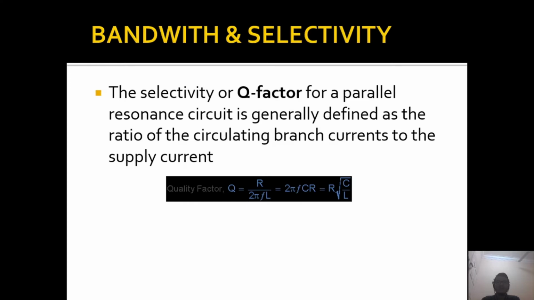Next, the selectivity or Q factor for the parallel resonance circuit is generally defined as the ratio of the circulating branch current to the supply current. This is the formula as you can see.